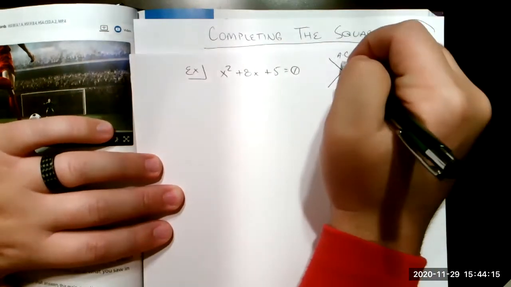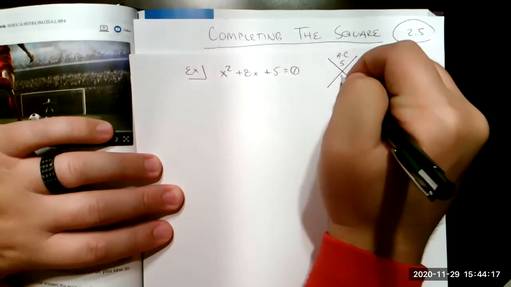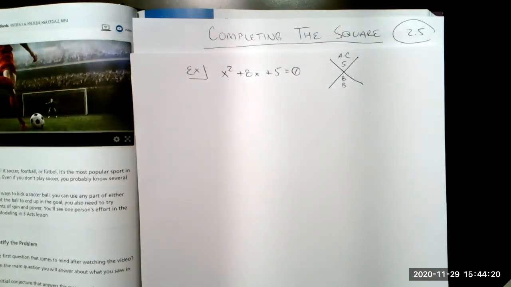So a times c is going to be 5. B is 8. We need two numbers that multiply to 5 and add to 8. Well, 5 is a prime number, so the only two things that multiply to 5 are 1 and 5. And 1 and 5 add to 6, not 8. So here's an example where factoring, like we did last week, works for most of the problems, but you're going to see quadratics where it won't work. So completing the square is one of the options to basically make it work, to figure out what that answer is.